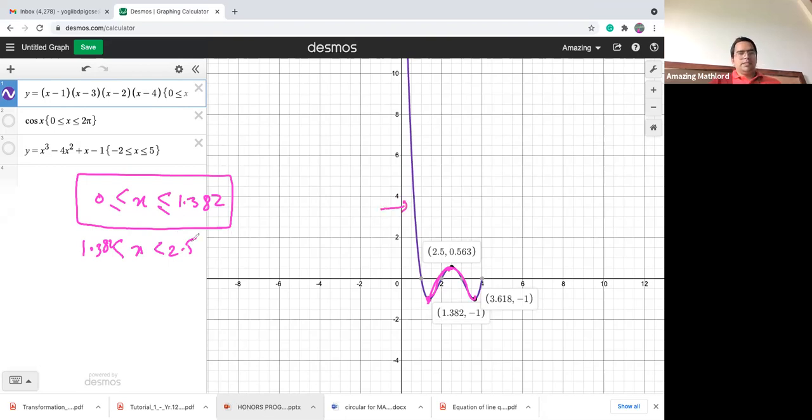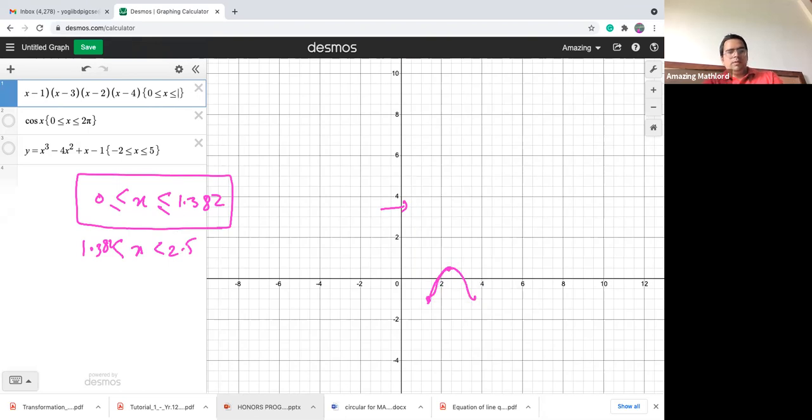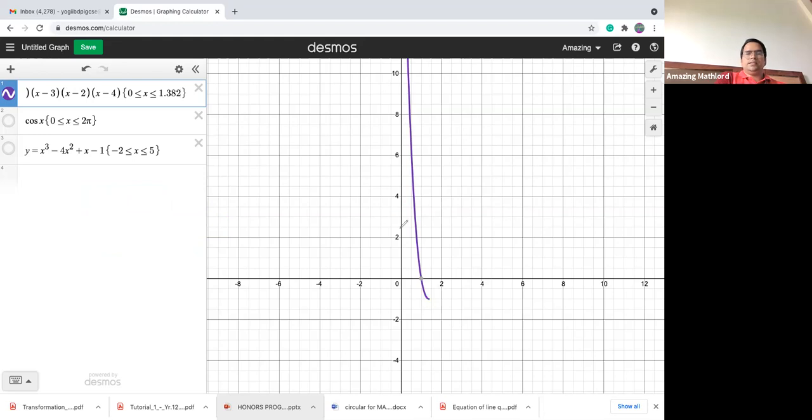So also you can just check whether it is becoming one-to-one or not for this domain. What I can do is cut down, let's say, the domain: instead of 4, I take 1.382. So you can clearly see that the graph is actually now a one-to-one function, or you can see it as going to have an inverse for this.